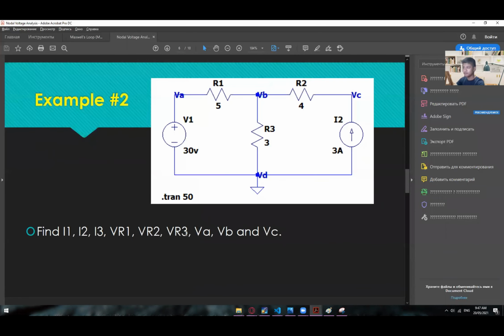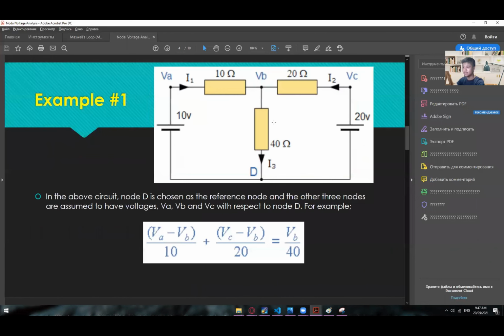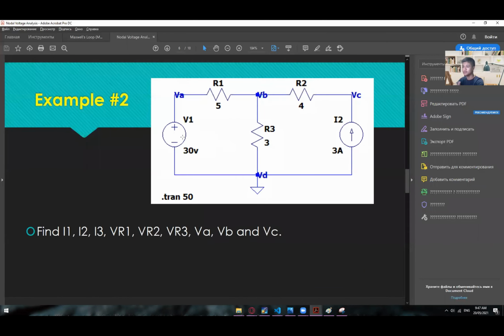Let's have one more example. In here we have a voltage source and a current source. Before, we were only dealing with two voltage sources, but right now we are going to deal with a voltage source and a current source.